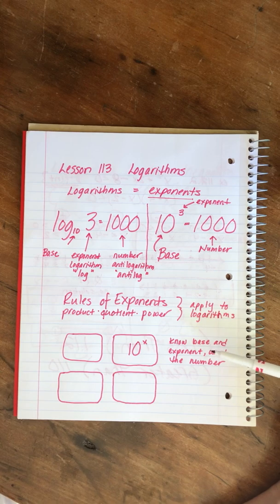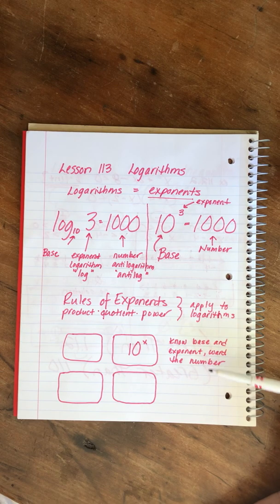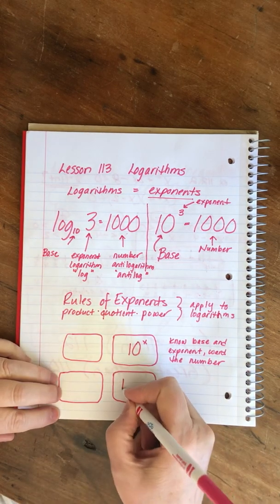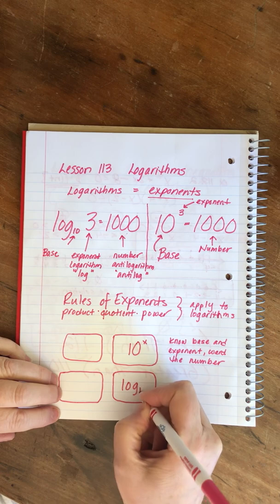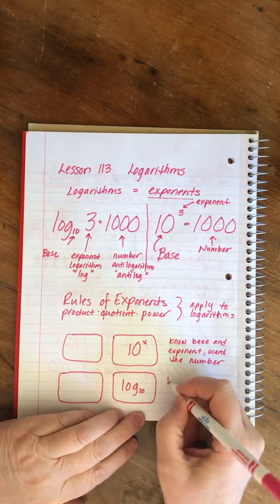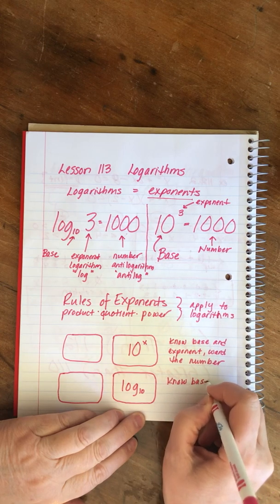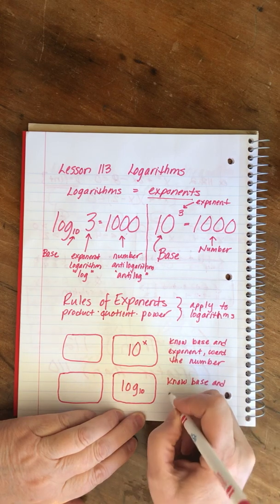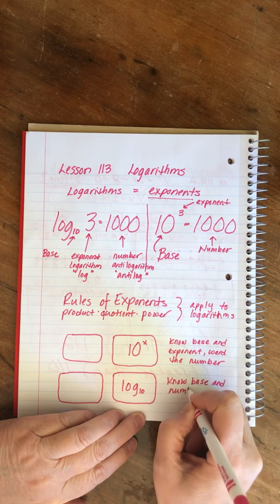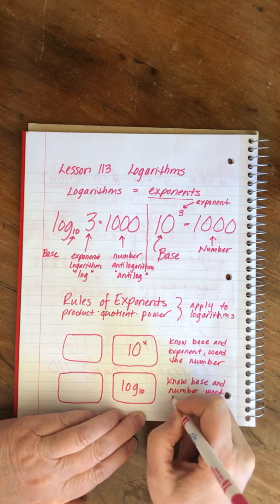Okay, so this is when you know the base and the exponent, because there's the base and you're going to put in the exponent, but you want the number. So that's useful. This button, which is usually located directly below it, is when you know the base and the number, and you want the exponent.